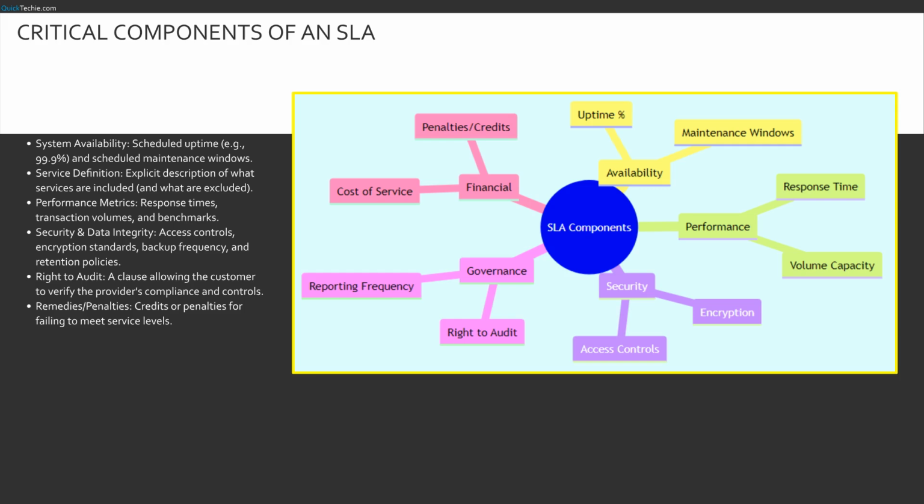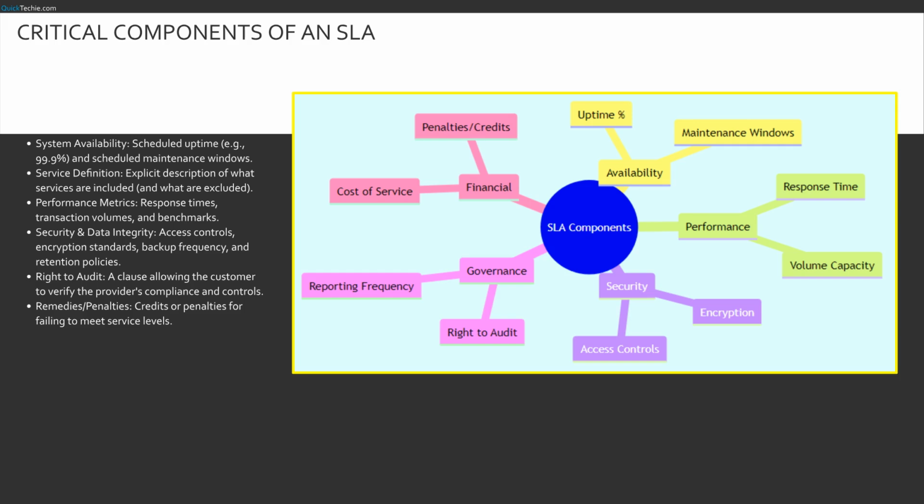A critical component for auditors is the right to audit. You must have the legal right to inspect an external vendor's controls. Finally, there must be remedies or penalties. If the vendor fails to meet the target, there must be a consequence, such as financial credits, to ensure accountability.